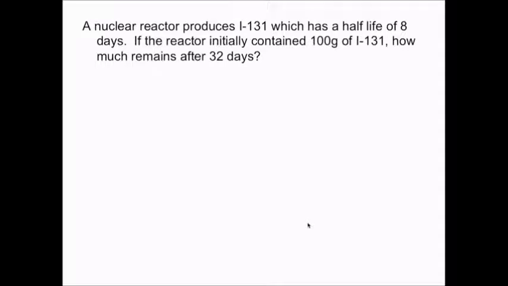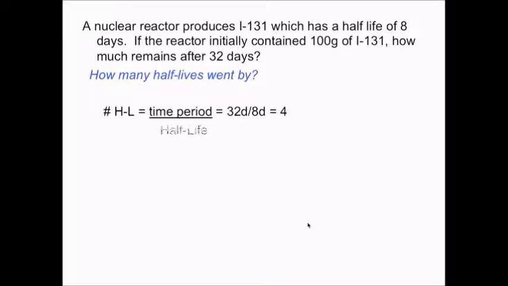So let's take a look at a problem where we can use those formulas. A nuclear reactor produces iodine 131, which has a half-life of 8 days. If the reactor initially contained 100 grams of iodine 131, how much remains after 32 days? So how many half-lives went by? We're going to use our half-life equation from the previous slide. The number of half-lives will equal the time period, in this case 32 days, divided by 8 days, which is the half-life. So 4 half-lives went by.